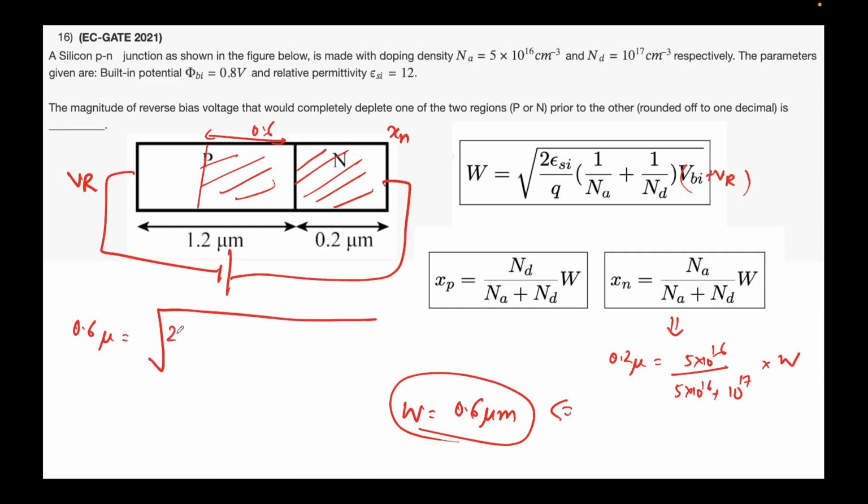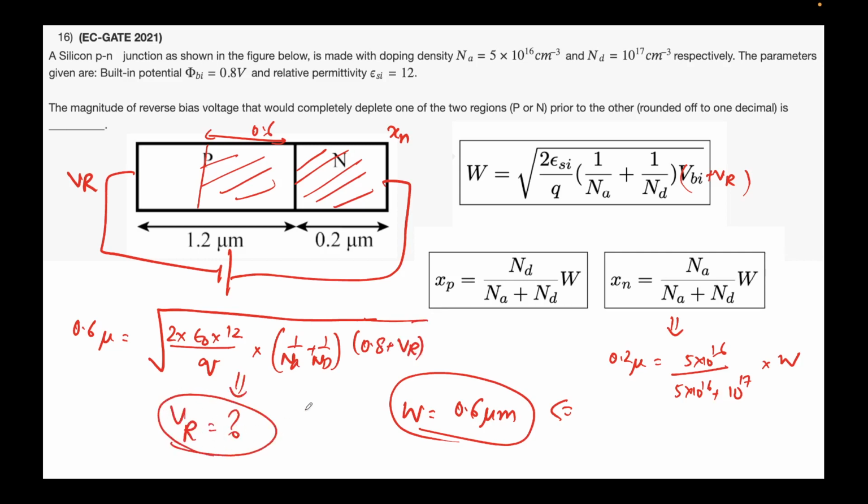square root of 2 times epsilon naught. Epsilon SI is given 12. You put the electronic charge Q. You put the value of Na and Nd, which is given. VBI is also given, which is 0.8 plus VR. Put this plus VR, and from this everything is known. So from this you can get VR.